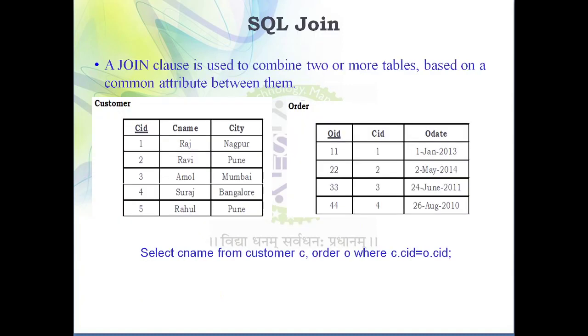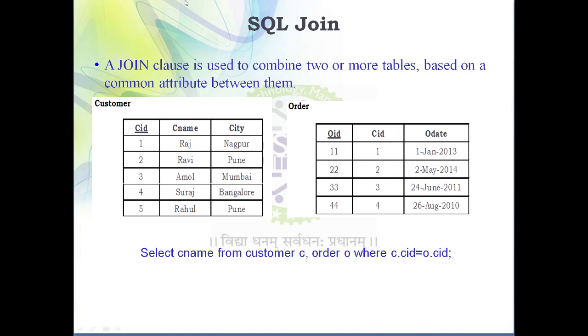Okay. So very first, what is join and when do we need to use the join operation in SQL? The join clause is used to combine two or more tables based on a common attribute between them. Whenever we need to fetch data from more than one table, at that time we use the concept of join. So I will give a simple example.